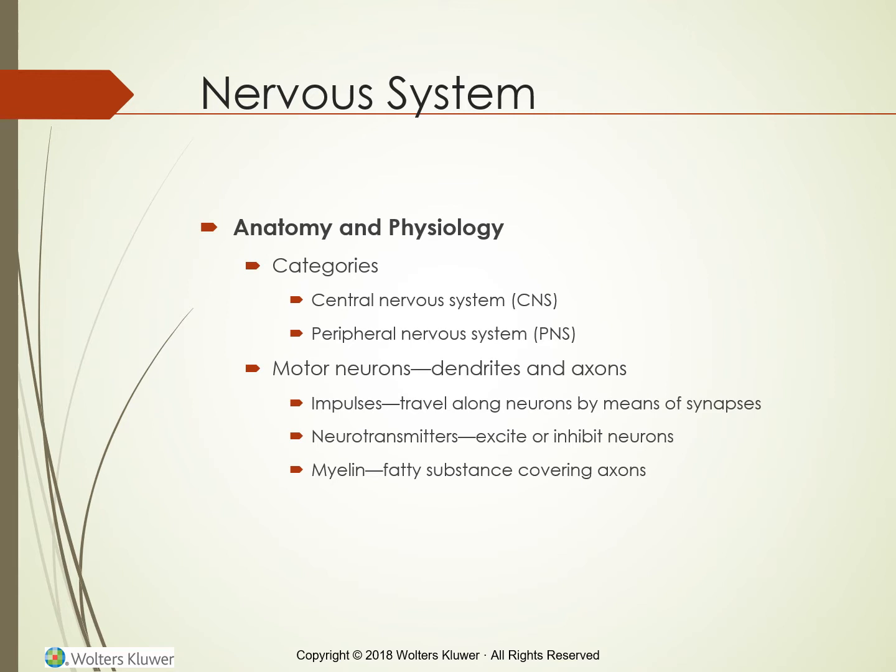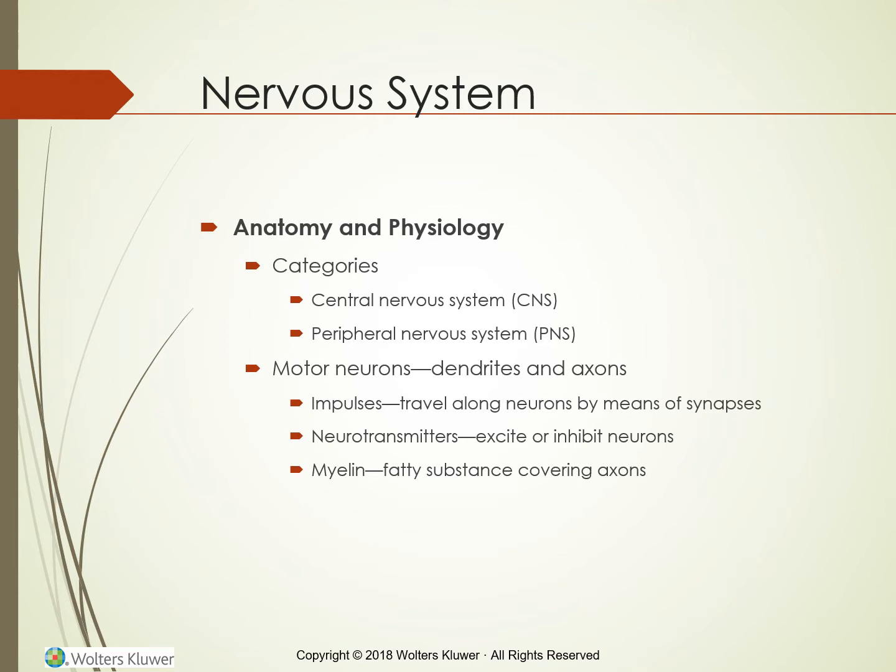Neurons are separate units and not directly connected to one another. Impulses travel along the neurons, moving from one neuron to another by means of synapses. That is, junctions between the axon of one neuron and the dendrite of another. Substances called neurotransmitters or neurohormones accomplish the transmission of an impulse from one neuron to another. Neurotransmitters can either excite or inhibit neurons.